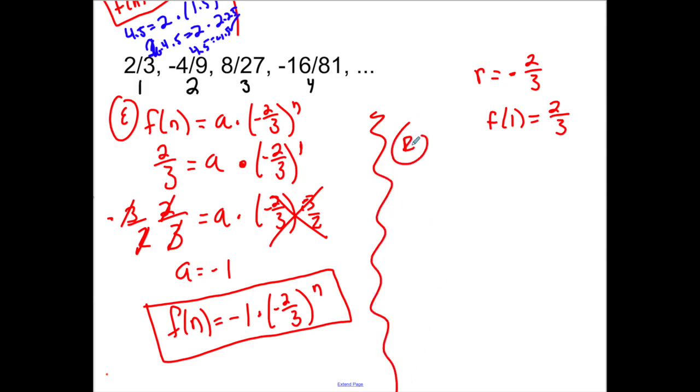Recursive, f of 1 equals 2/3. So the first term is 2/3. And every other term is the term right before it times negative 2/3.